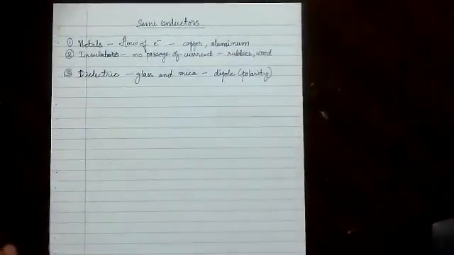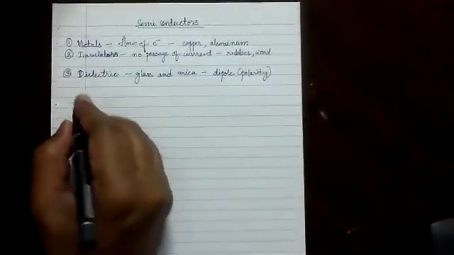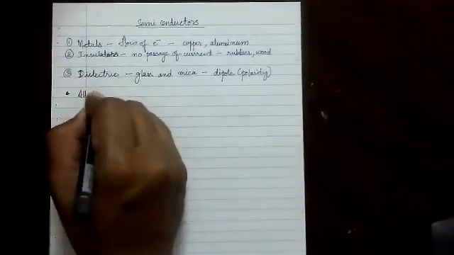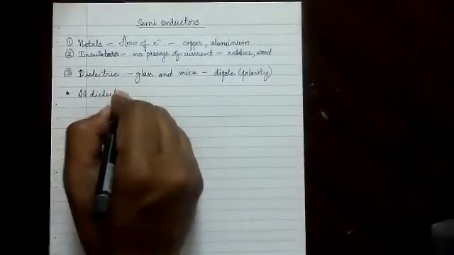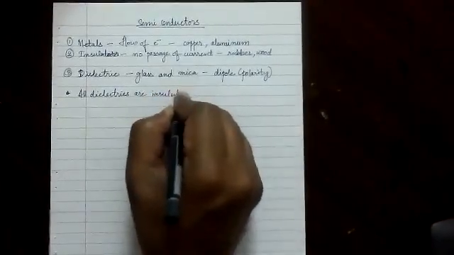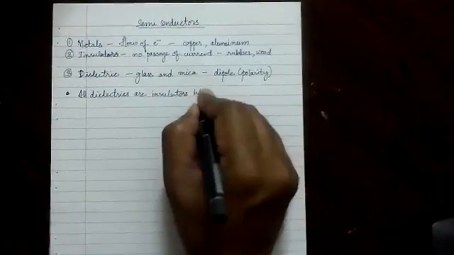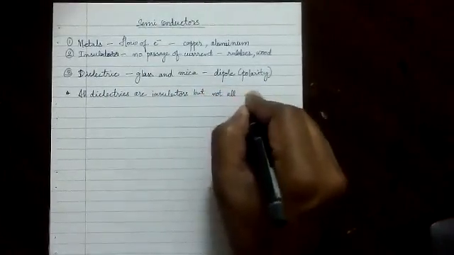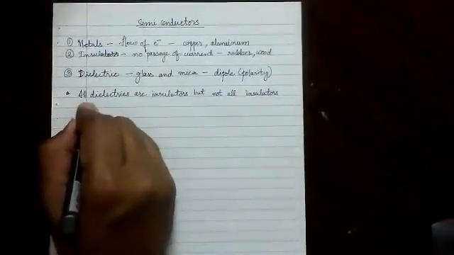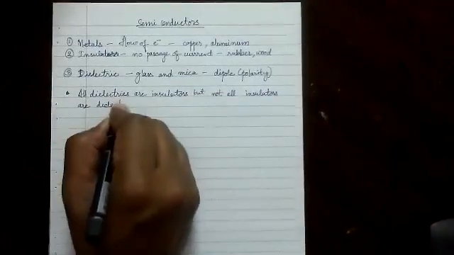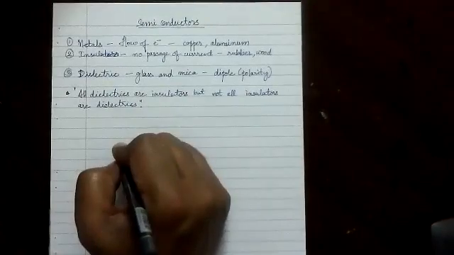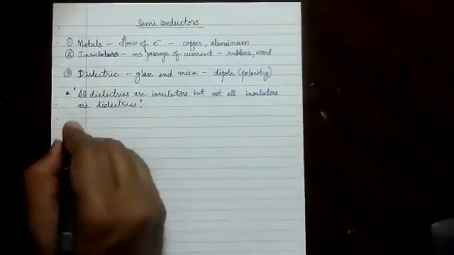Now next is the fourth one, and one more thing, keep that in mind. All dielectrics are insulators, but not all insulators are dielectrics. Okay, not all insulators are dielectrics. So this is about dielectrics. Next one, all are dielectric material.